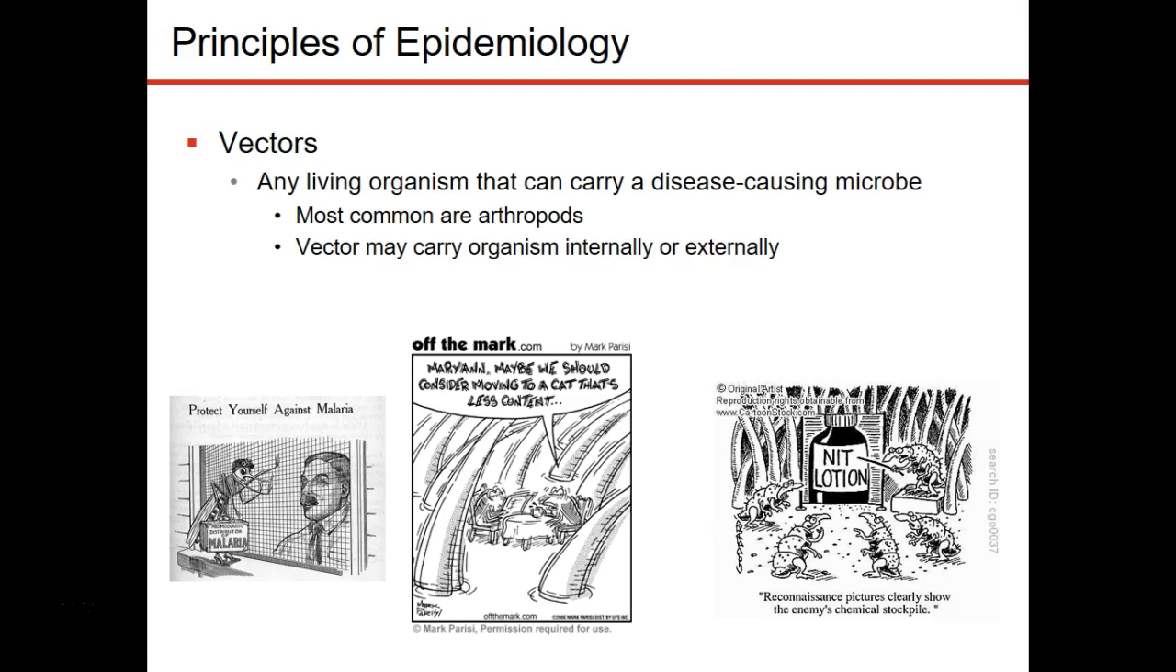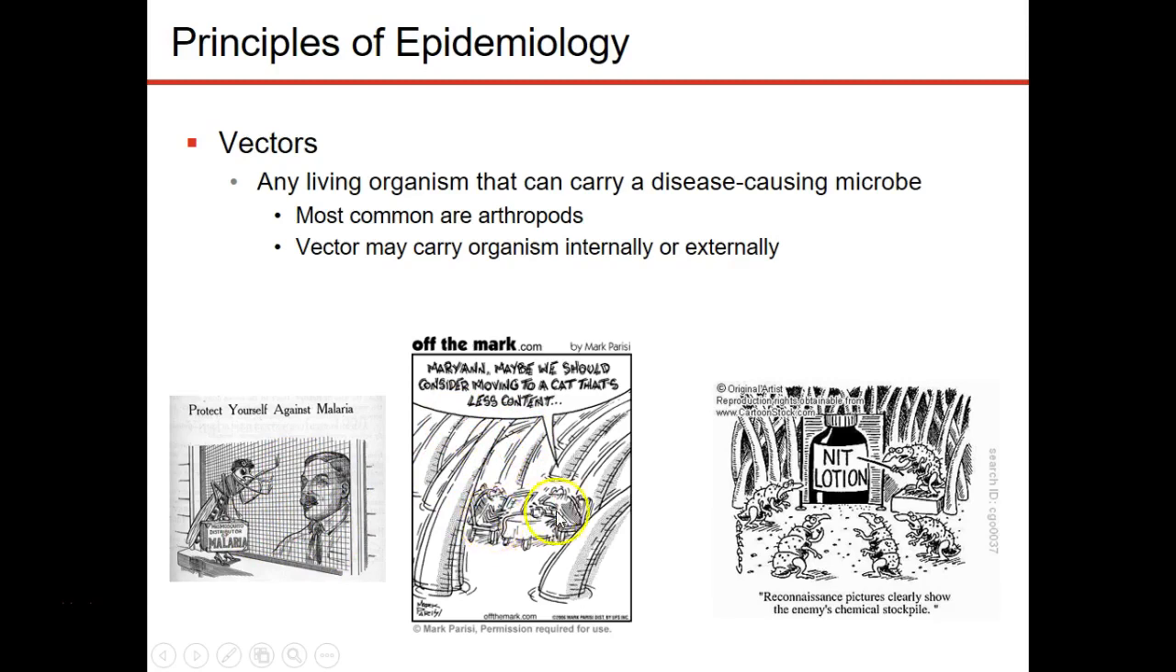You can have vectors carrying organisms internally, so then they would be called biological vectors, or externally, those would be called mechanical vectors. Here we have a mosquito, the Anopheles mosquito, which carries malaria. One of the best mechanisms for protecting yourself from malaria is a screen. They put up mesh netting that keeps mosquitoes from being able to get in.